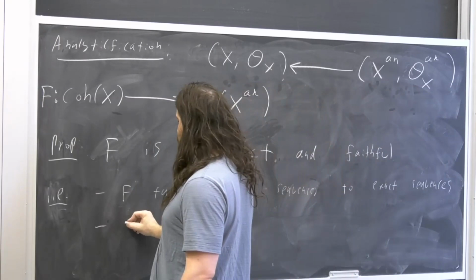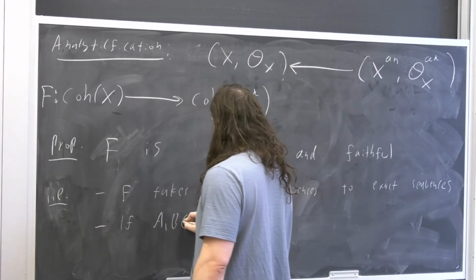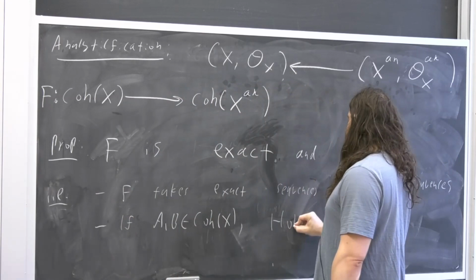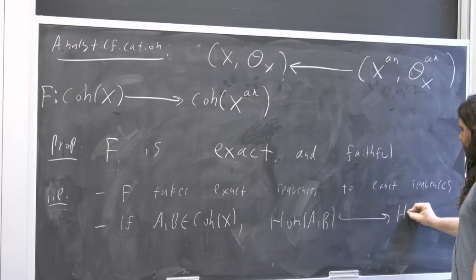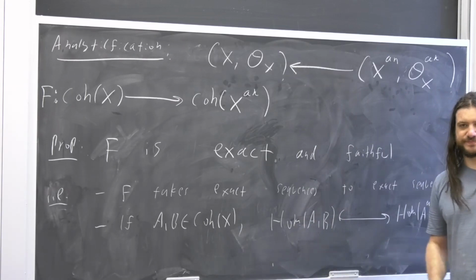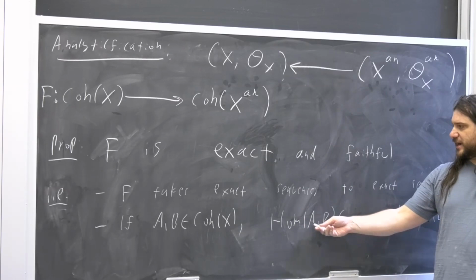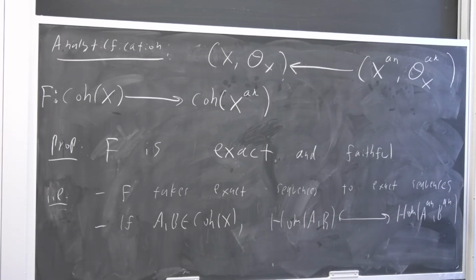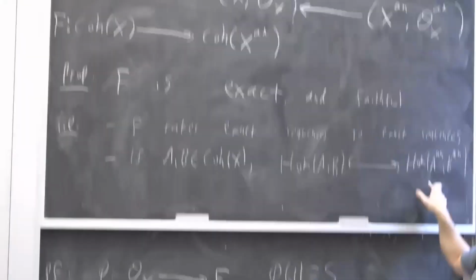And faithful means that if A and B are coherent sheaves on X, then you get a map Hom(A, B) to Hom(A^an, B^an). So given a map between your two coherent sheaves, you also get a map between their analytifications. And being faithful means this map is injective. Now, of course, the map is in general very far from surjective. Because if you let A just be O_X, these are both just global sections of B, and you can have way more holomorphic functions than definable holomorphic functions. So this is extremely far from surjective, but the relation is at least injective. If something here is zero once you analytify, then it's zero over here.